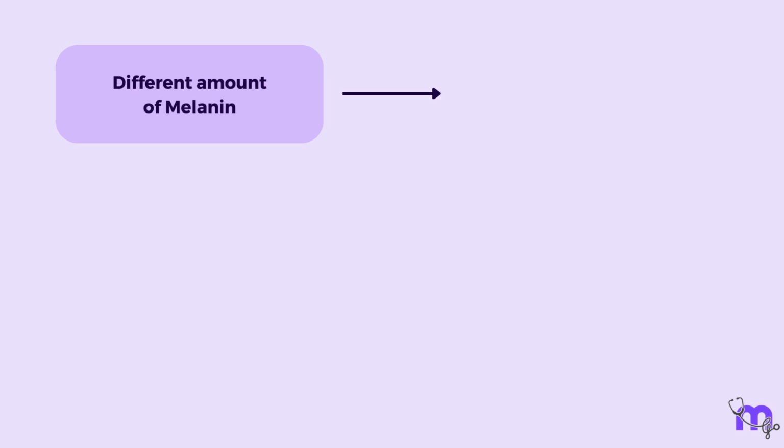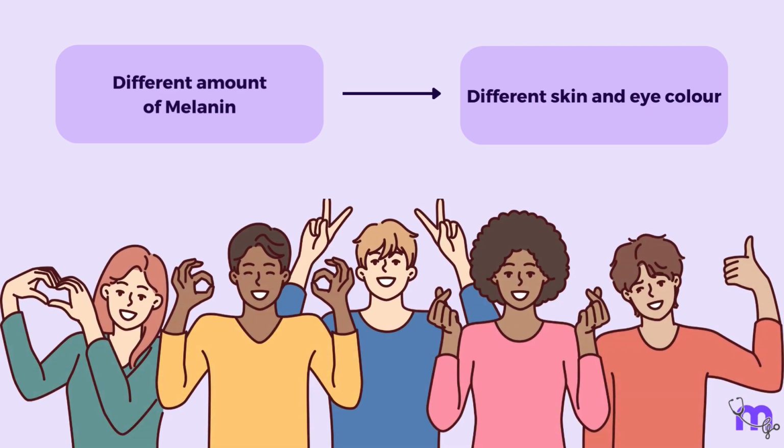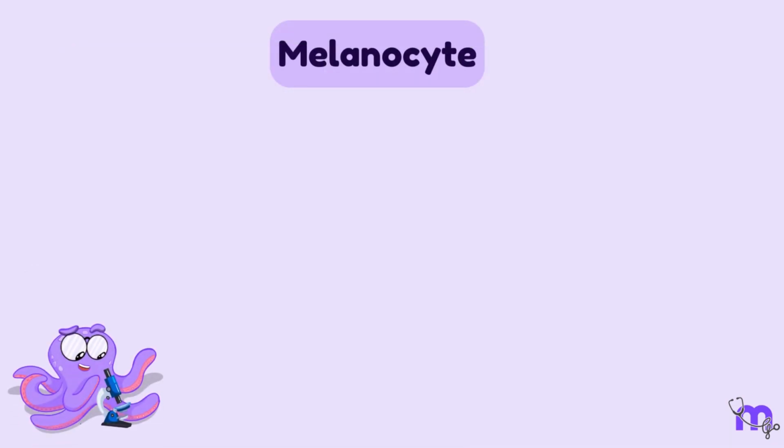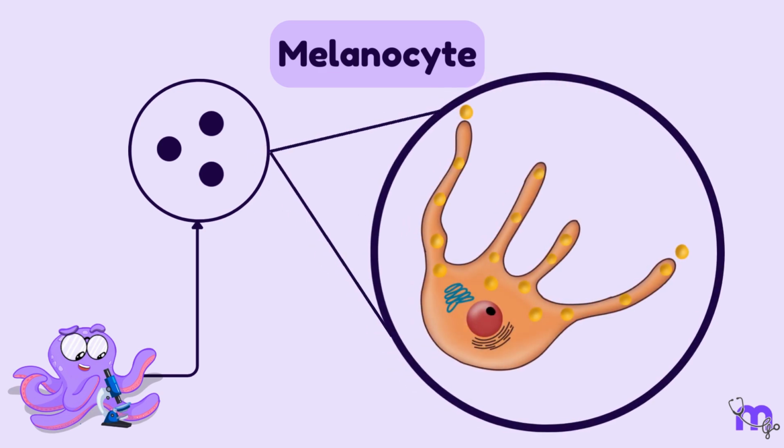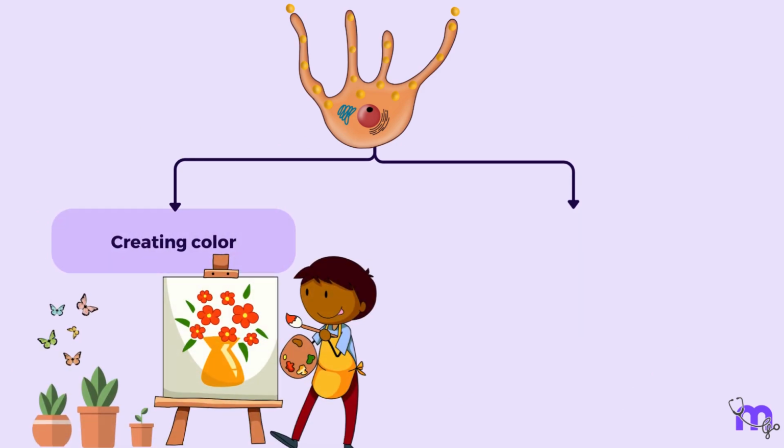The amount of melanin differs from one person to another, which accounts for differences in skin and eye color of different races and individuals. Under the microscope, these little pigment-producing cells appear as round, dark blobs scattered throughout the tissue. They have long, branching arms that reach out and make contact with nearby skin cells, passing on their precious cargo of melanin.